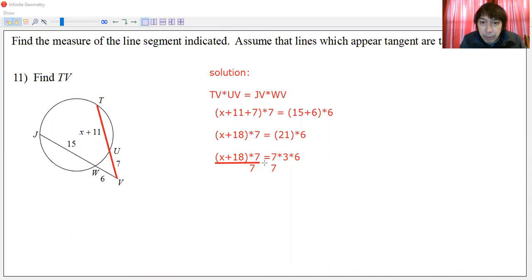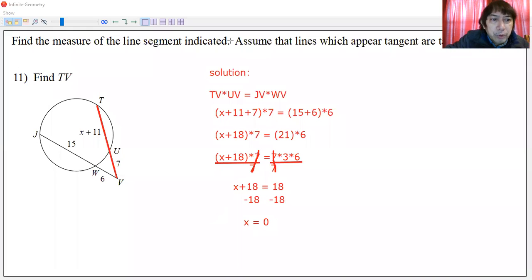So we will divide by 7. So this 7 cancels out. Also this 7. So the left side will just become x plus 18. And this equates to 3 times 6, which is also 18. And so it looks like our x is just 0. Subtract 18 from both sides. X is just 0. There. Our x is 0.